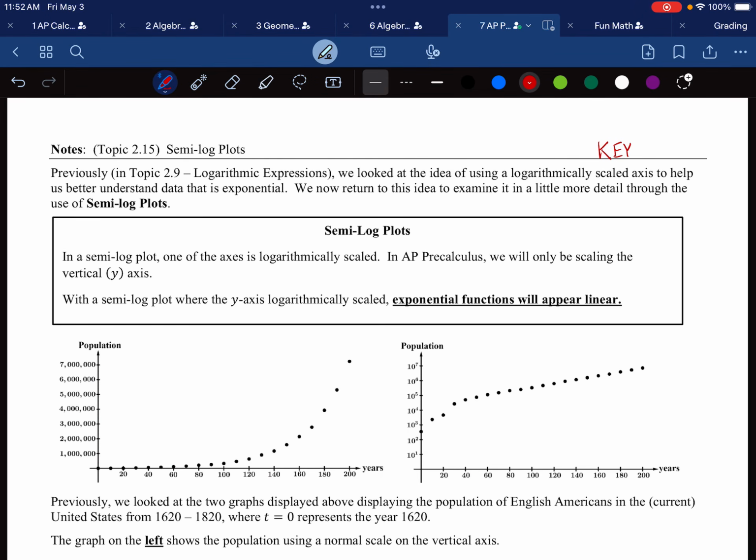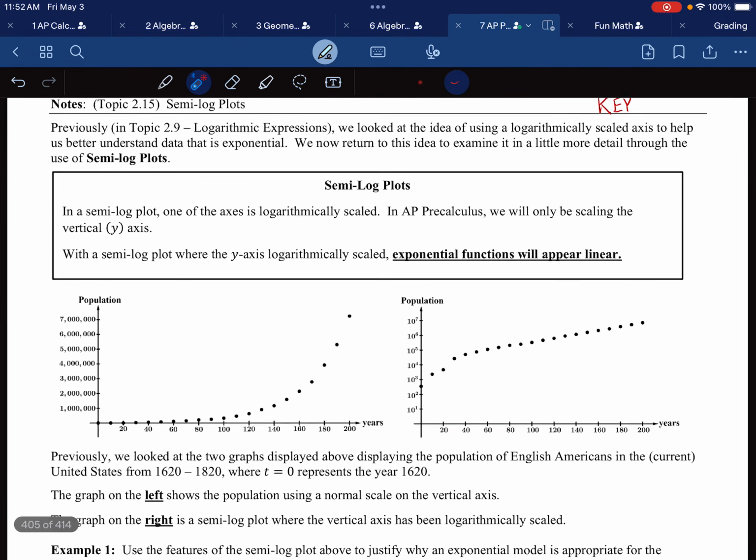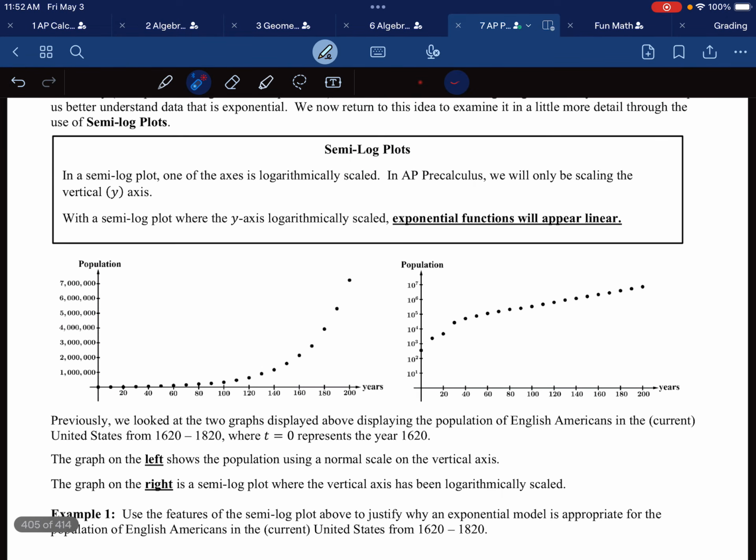This is AP Precalculus Notes for Topic 2.15 Semi-Log Plots. So a bit of reading, but we've looked at logarithmic scaled axes in the past, and now we're going to look at them again to look at semi-log plots. A semi-log plot is where we have the y-axis scaled, not the x-axis.